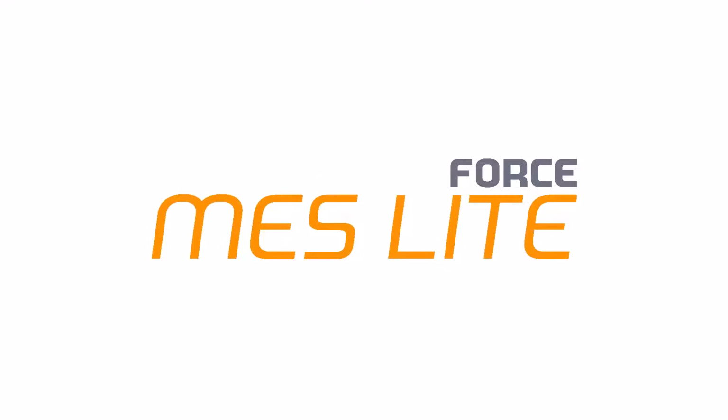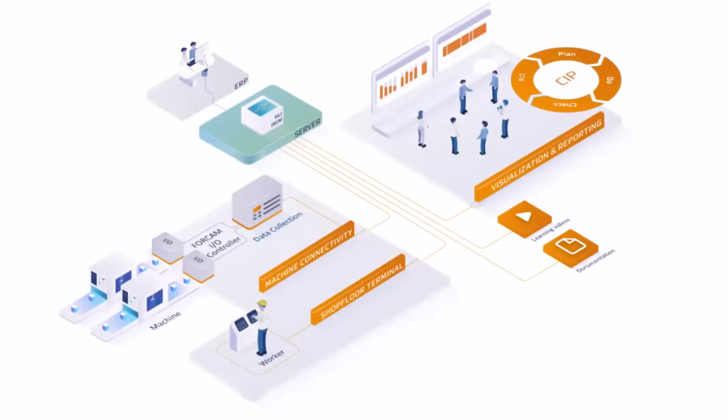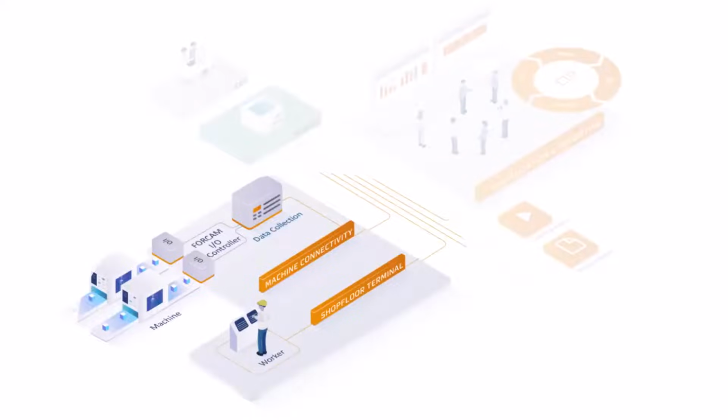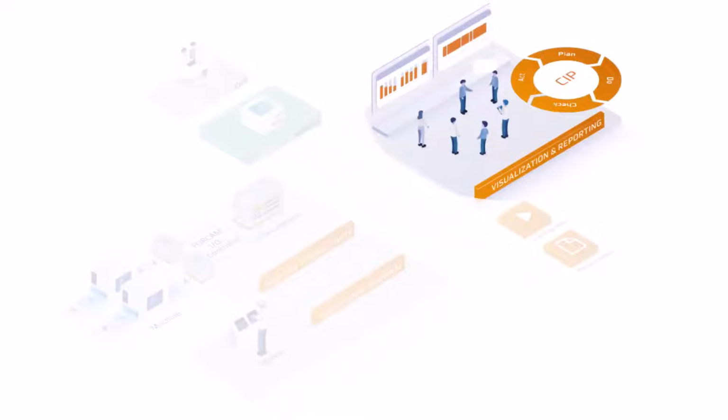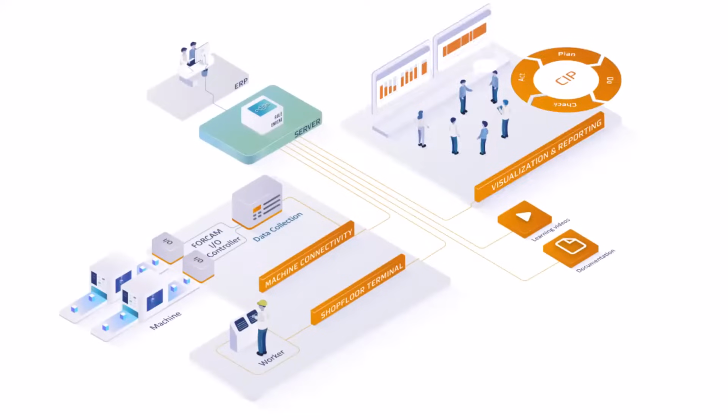This is where MES LITE comes into play. MES LITE is the cornerstone for digitizing your production. MES LITE is your smart factory solution for mid-sized companies. With MES LITE you get full transparency in manufacturing through real-time machine monitoring. Based on important key performance indicators, such as downtimes with reasons and real-time data, you can identify optimization potentials.